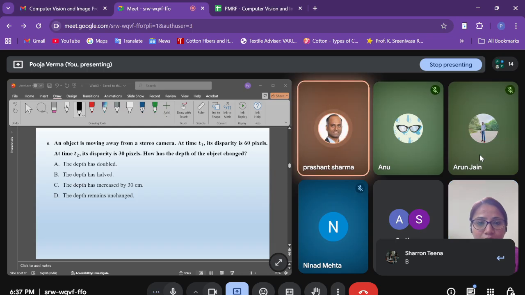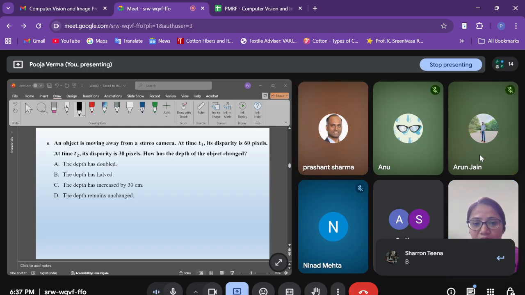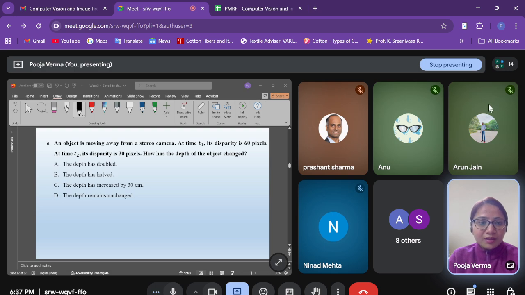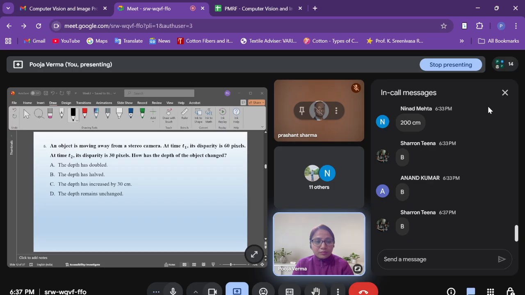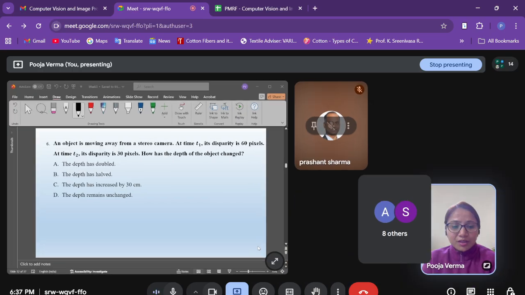So it will be like 60 upon 30. Yeah, that's correct. So, yeah, here in detail.